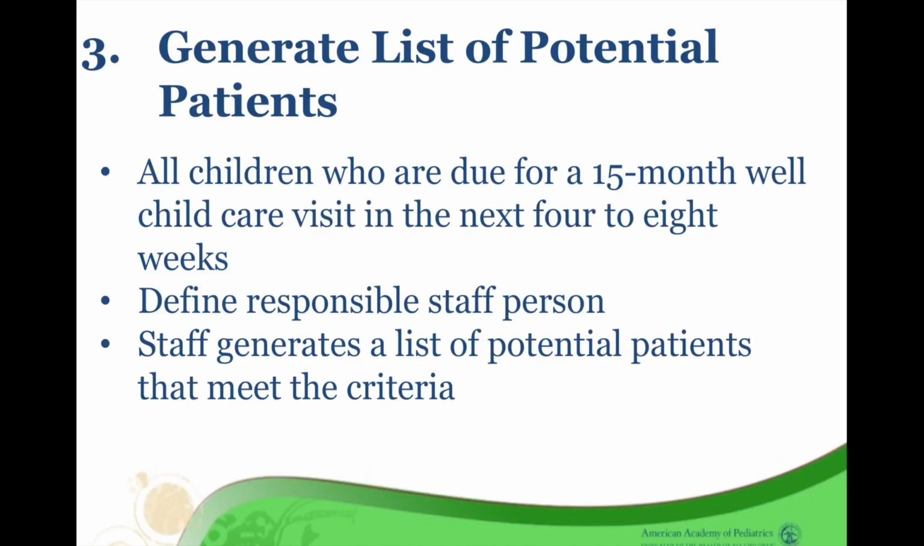Third, a list of potential patients needs to be generated. So, for example, that list might be all children who are due for a 15-month well child care visit in the next 4 to 8 weeks. You need to define who the responsible staff person is for generating that list, and then the staff will generate a list of potential patients that meet that criteria.